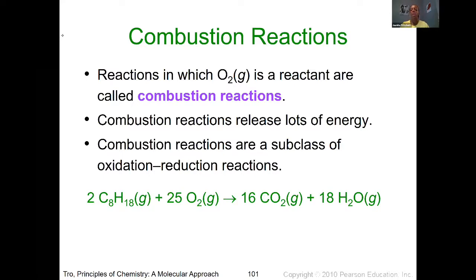Reactions which involve oxygen gas as one of the reactants are considered to be combustion reactions. These reactions tend to release a lot of energy, and they fall into a subclass of the redox type of reactions that we discussed before, because we are converting those free elements into ions. Shown here is a typical combustion reaction, where we have a hydrocarbon, a carbon and hydrogen containing compound, reacting with oxygen. Notice the products being produced. Primarily, when you have hydrocarbons reacting with oxygen, the two products you're going to see are carbon dioxide and water. Then we adjust the coefficients accordingly to balance the equation.